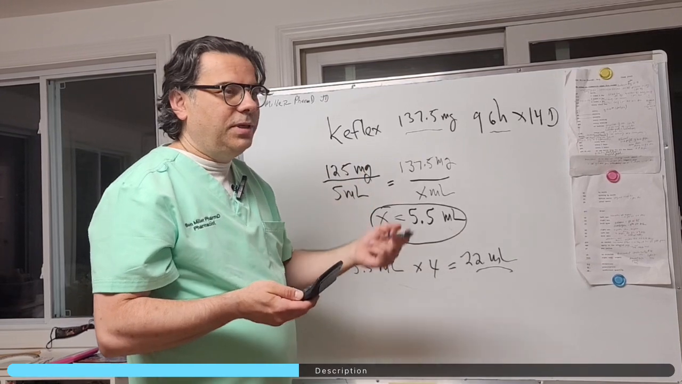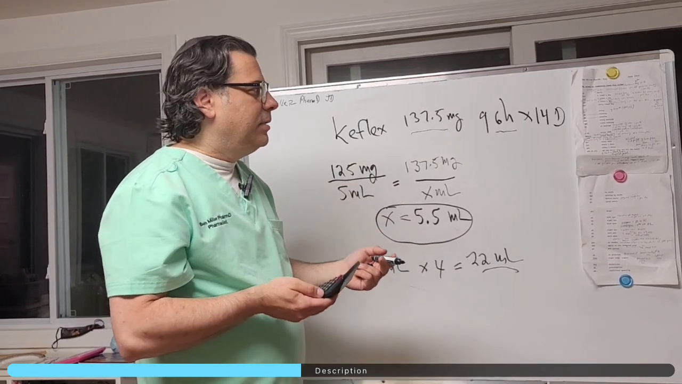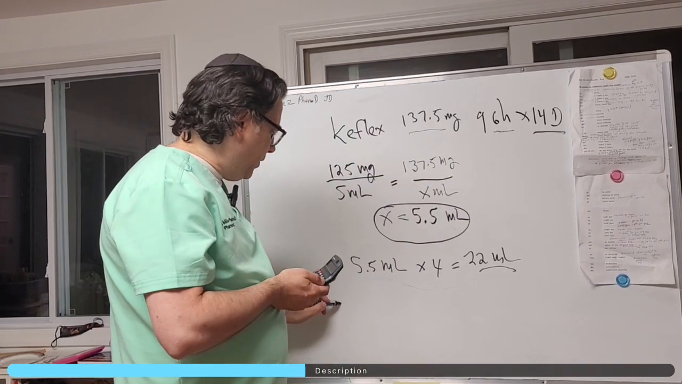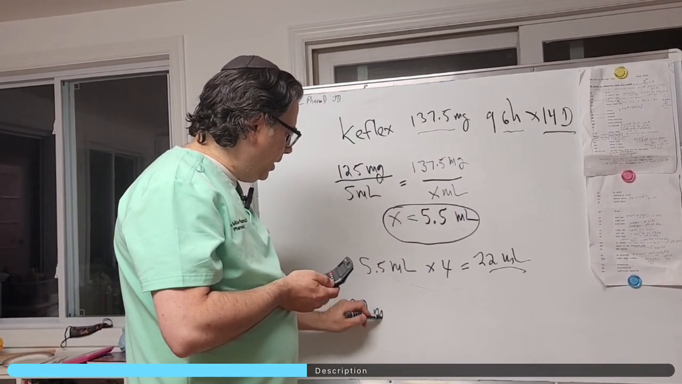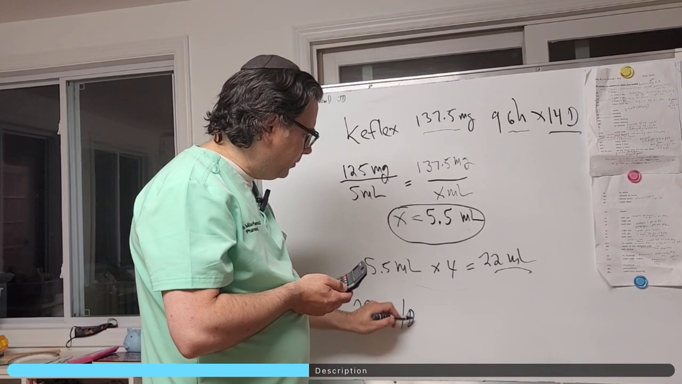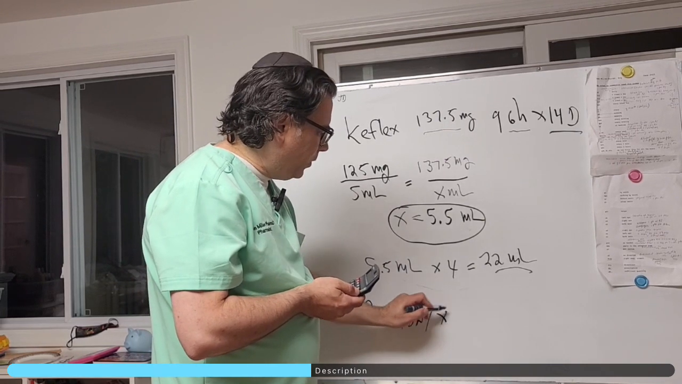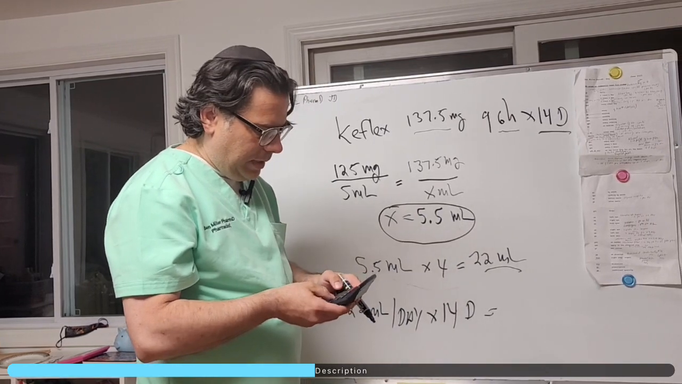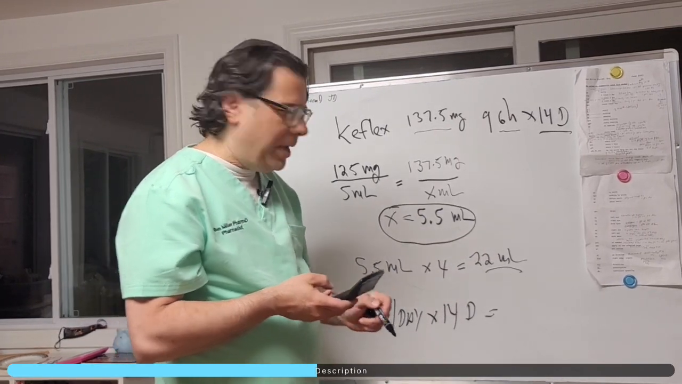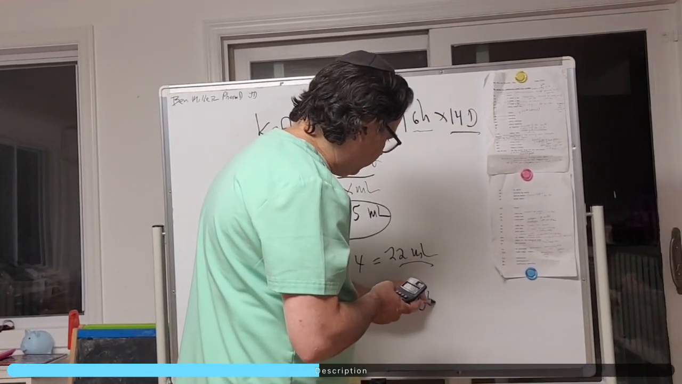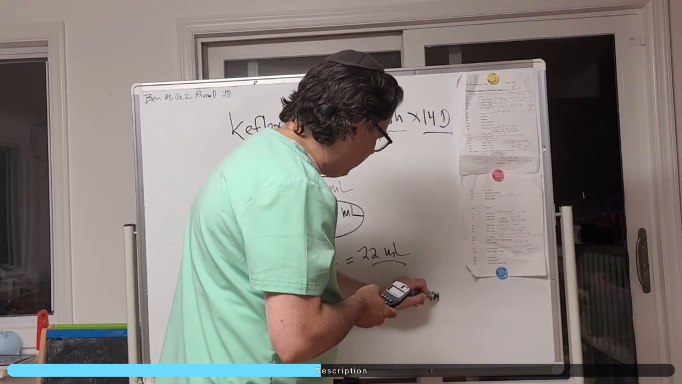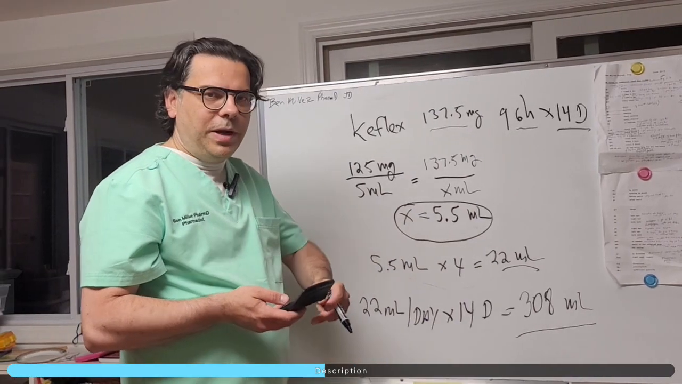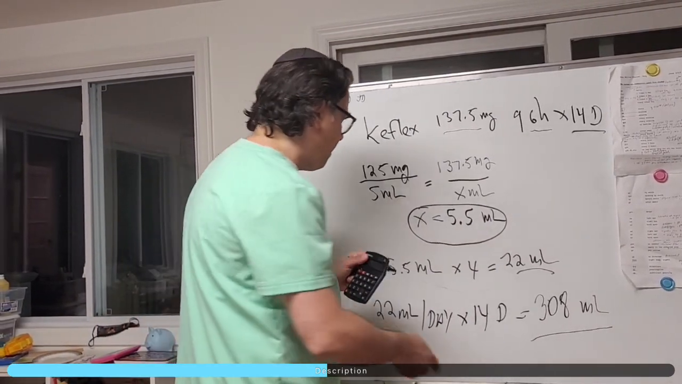Now the next logical question is how much does the pharmacist need to supply the patient to give them a 14-day supply? If it's 22 milliliters per day times 14 days, that's 308 ml. And that's the answer to this problem. Let's go to the next one.